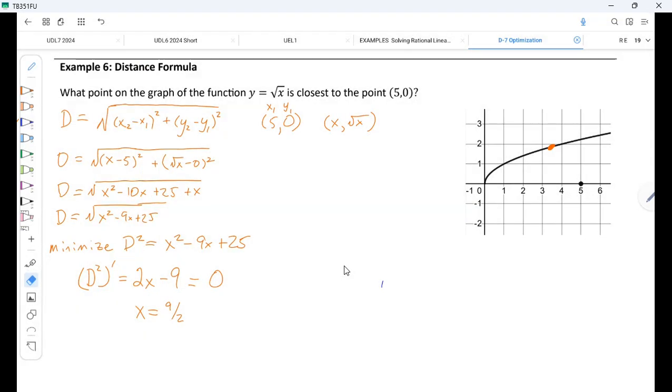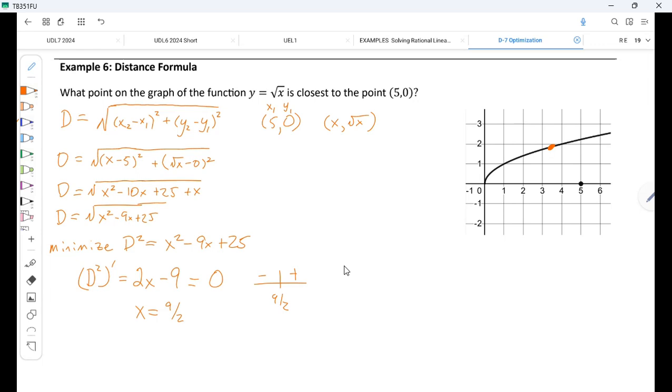We are doing a sign chart for 2x minus 9. So that's the most straightforward sign chart you can think of. 9 halves, negative before, positive after, which is exactly what we want to have happen if we're looking for an absolute minimum, right? One sign change, and that sign change goes from negative to positive. So we do have an absolute minimum when x is 9 halves.